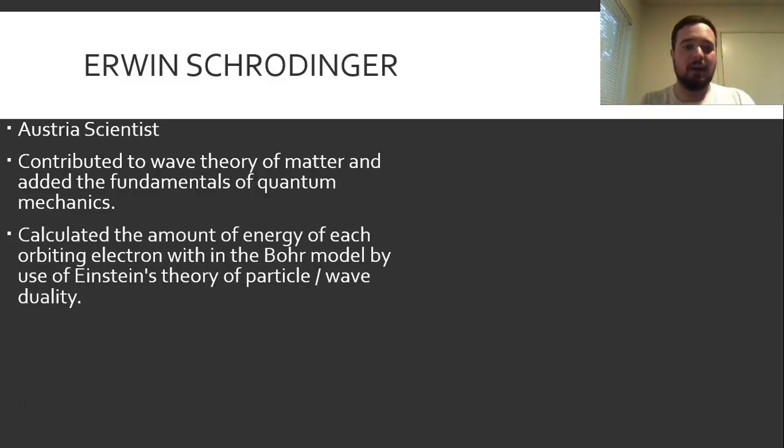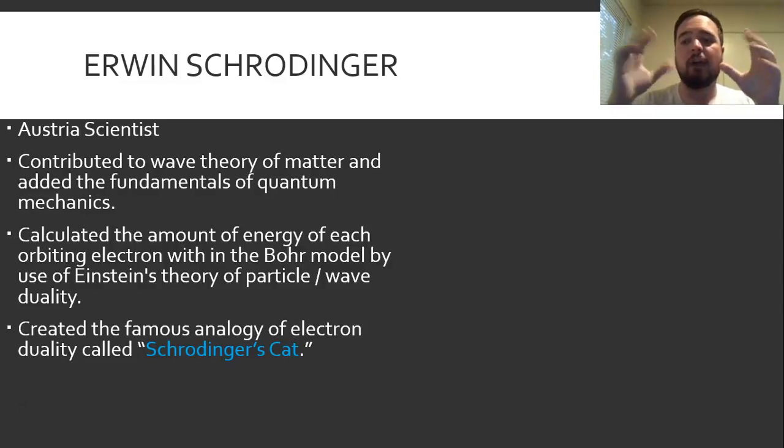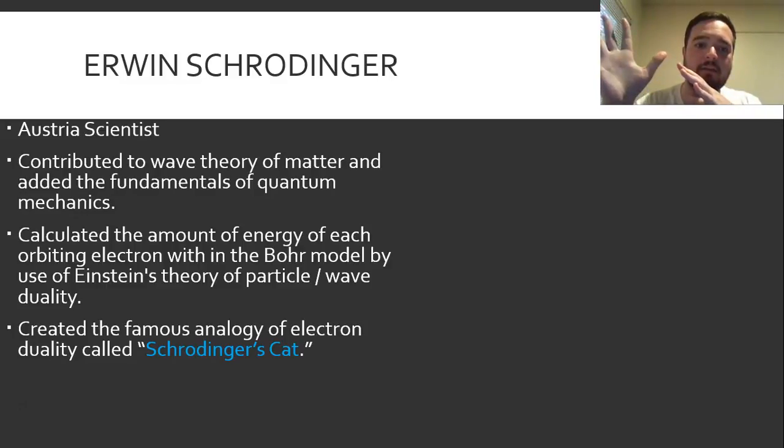It was able to calculate the amount of energy each orbiting electron had. And so by calculating this, he was able to explicitly excite electrons from one state to another. And so with this, we could actually determine how much energy it takes to shift those electrons in ways that we really want them to. But he also created an analogy for electron duality, which, since the electron is a particle, acts similar to what Einstein predicted for light, particle and wave.